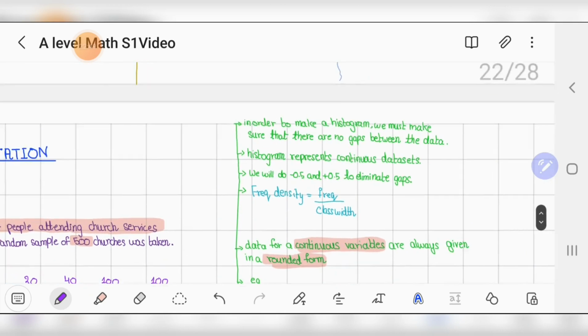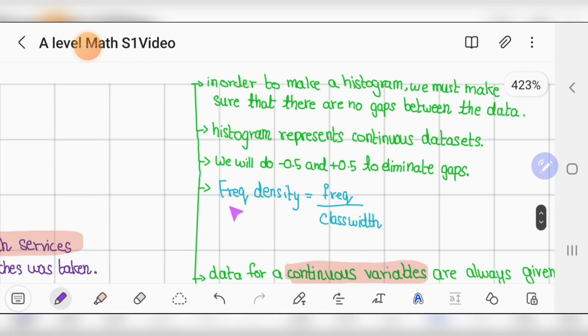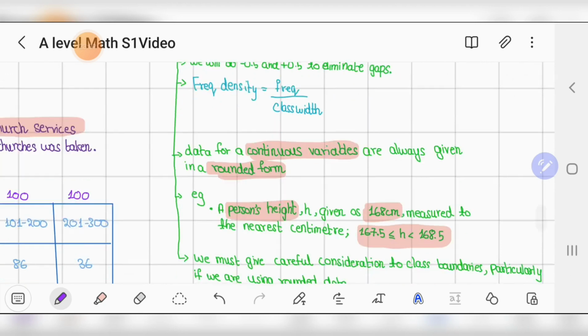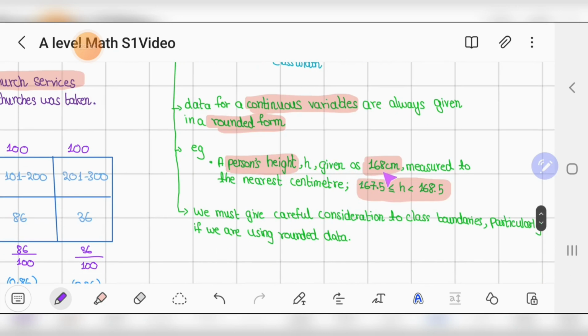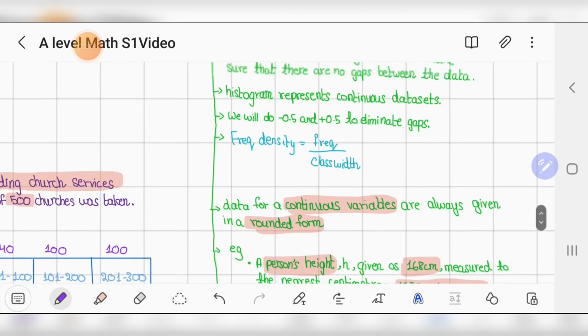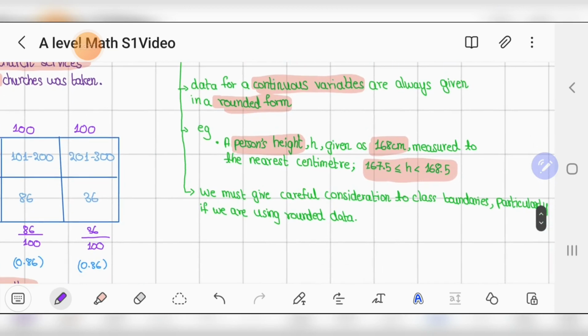That's rule number 1. Rule number 2 is that we will also need to calculate the frequency density. So frequency divided by class width is the formula. Data for a continuous variable are always given in a rounded form. A person's height given as 168 cm is measured to the nearest centimeter. Okay, like in this way. The reason why we do this is that we always do it for continuous variables, which represent a continuous data set.